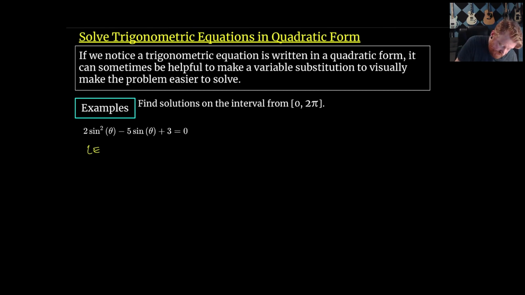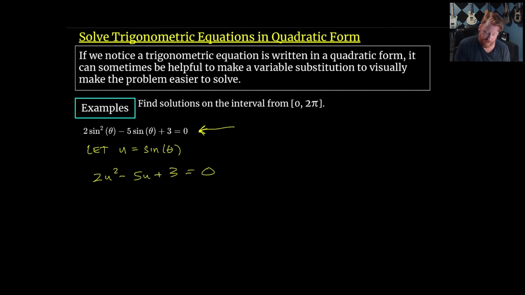So here we're going to let some variable, and pick your poison, but I usually use u to make substitutions. We're going to let u be equal to sine of theta. And then if I rewrite what we have here, I'm noticing that this looks very much like something in quadratic form. I have a term that's squared, I have the same term that's not being squared, and then that term disappears. So that is what I mean by quadratic form here. So I could rewrite this now as 2u squared minus 5u plus 3 equals 0. And this just visually tends to be a little bit easier to solve.